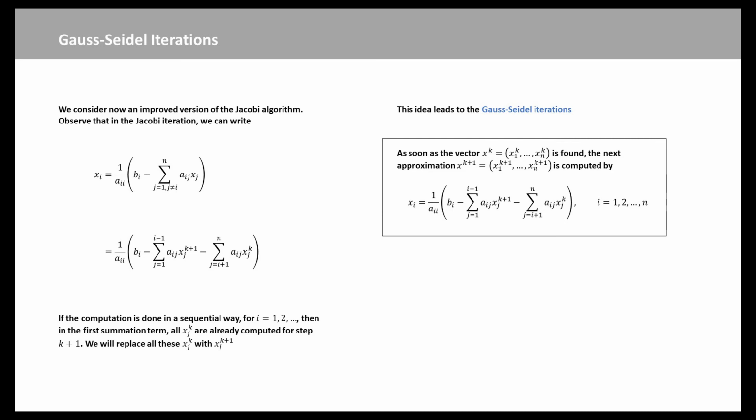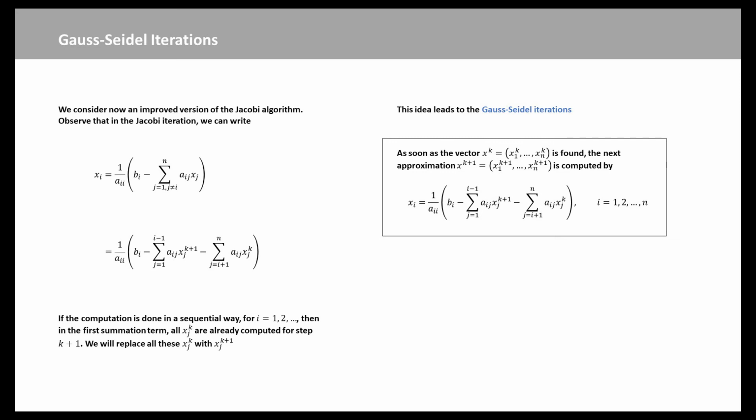We now make the following observation. If my computation is done in a sequential way, that I go through i equal to 1, 2, 3, all the way to n, then in the first summation term, all the xj values are actually already computed for step k plus 1. Now assuming that it converges, or we hope for convergence, then the value at step k plus 1 shall be a better one than the value at step k. So we would be better off if we use those better values right away.